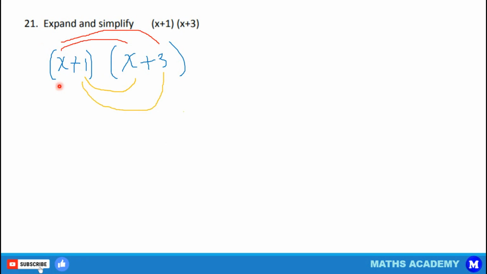So this is how you multiply it. The first term with the second bracket and then the second term with the second bracket. And then once you get the answer, you simplify it and give it in the simplest form. Now let's do it. So this will be the answer. x squared plus 4x plus 3. So this is the final answer. So with that, let's move on to the next slide.